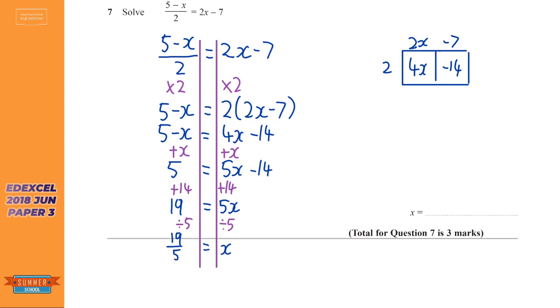Now, I might want to cancel that down or make it a mixed number. I can't cancel it down, but I can make a mixed number. So how many 5s in 19? 3 whole ones. How many remainders? 4. So it's 3 4/5. Now this is on the calculator paper, so you could have written 3.8, but they'd accept anything. 19 over 5 is fine, 3 4/5 is fine, anything you want. As long as it's equivalent, they say OE in the mark scheme, which means or equivalent, so anything that's equivalent to that.